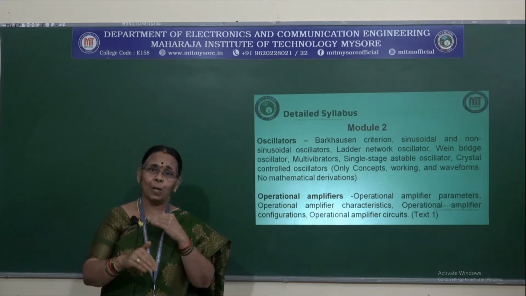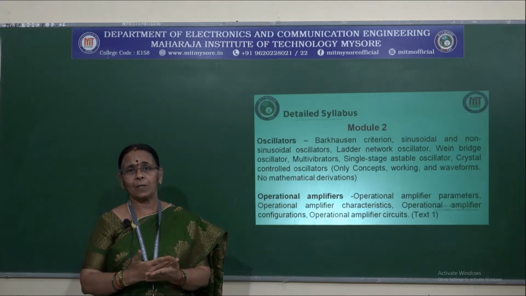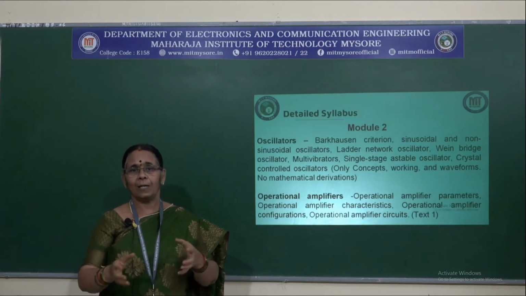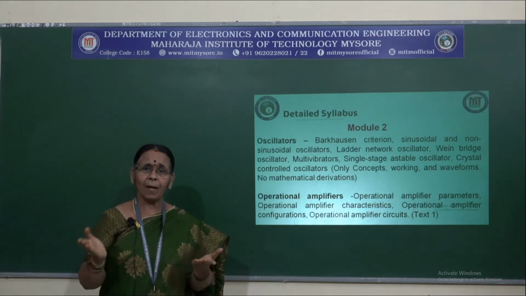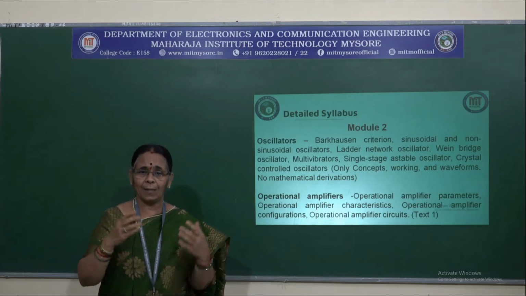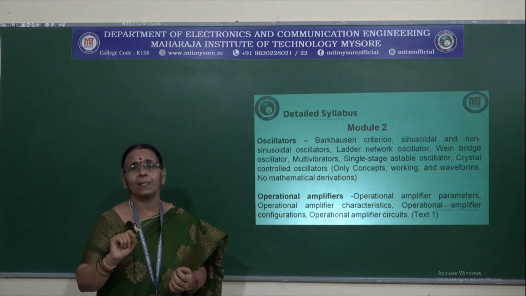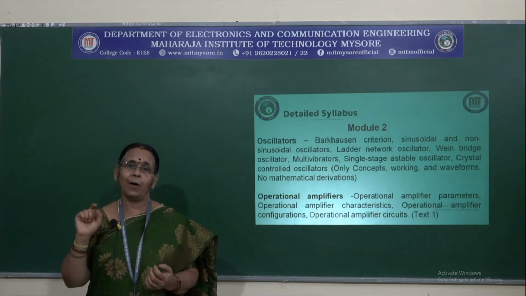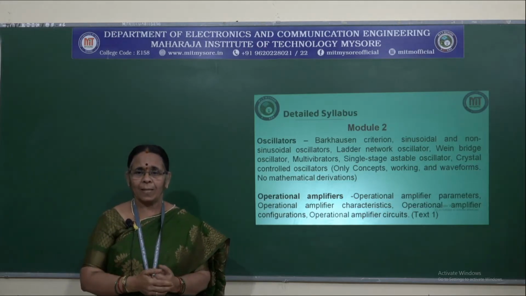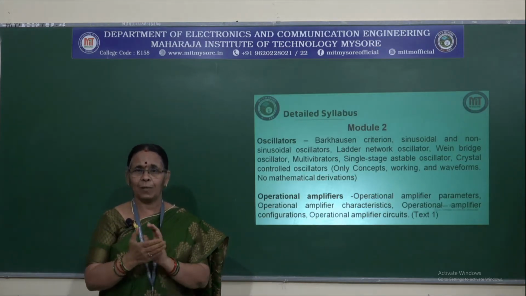And if it is closed loop, what kind of feedback are we giving, whether it is negative feedback or positive feedback. Based on whether it is negative or positive, we are classifying that as inverting and non-inverting amplifiers. And amplifiers for the negative feedback, oscillators also we are going to study under operational amplifier. So operational amplifier configurations basically speak about inverting and non-inverting configuration, and also we can study about the voltage follower there. Then operational amplifier circuits. So these are the things which we are going to study under module 2.